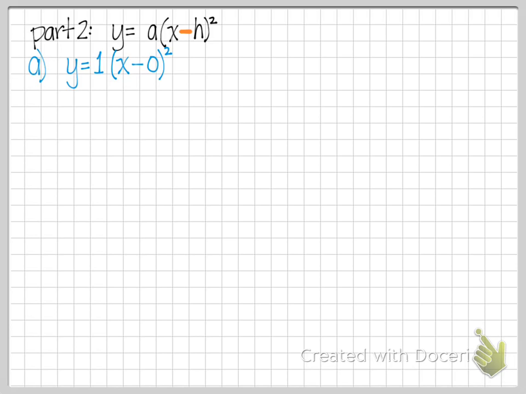To do so, we're going to do it with specifics. We're going to look at a graph where a is 1 and h, and remember this is very important here, this says x minus h. It's not x plus h, but x minus h. So I'm x minus 0. My h is 0. Well, when we simplify that, that's just x squared, which is the graph that we looked at in the previous video.